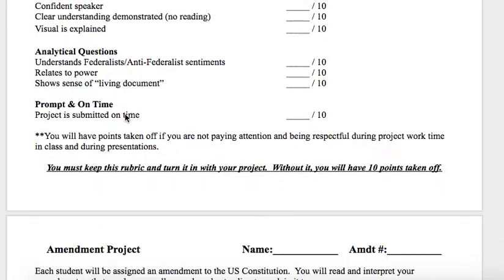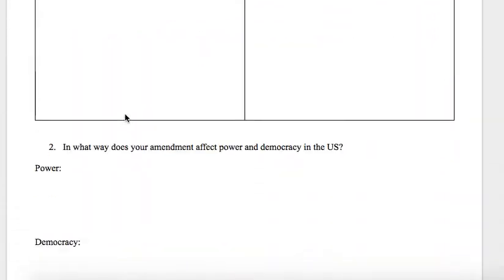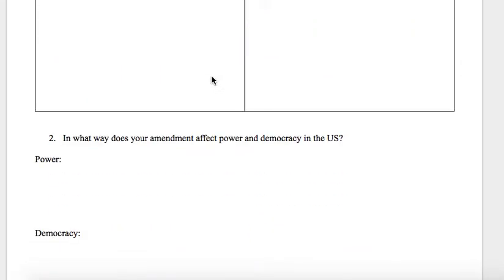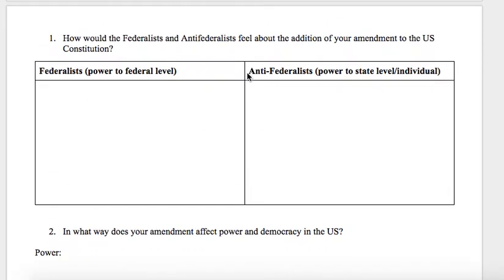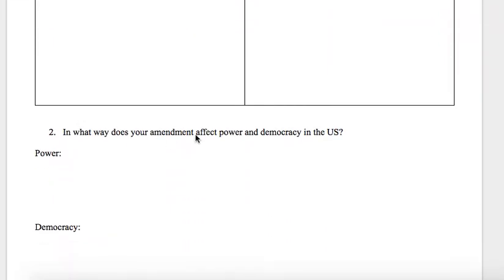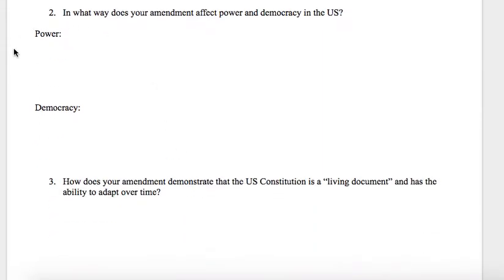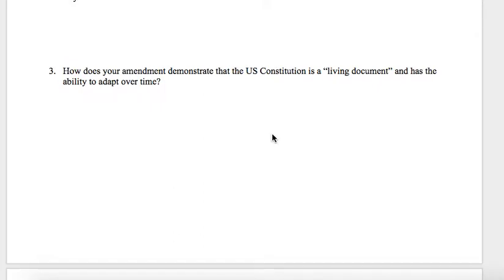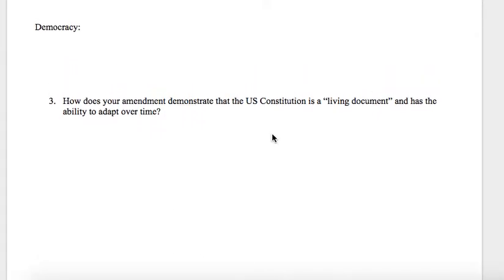All right, so on the back of this, as I zoom in, there are 3 questions. There's a T-chart of feds and anti-feds about your amendment, all right, and then: in what way does your amendment affect power? Does it give power to the people? Does it give power to the states? How does it affect democracy in the United States? Is it giving more or less power to the people? And then thirdly, how does your amendment demonstrate that the U.S. Constitution is a living document?